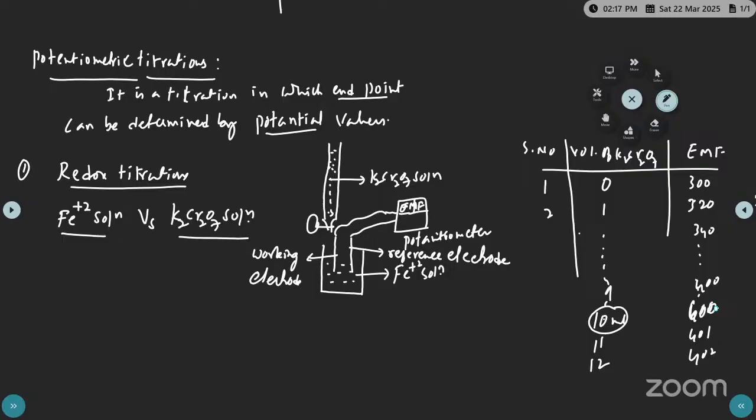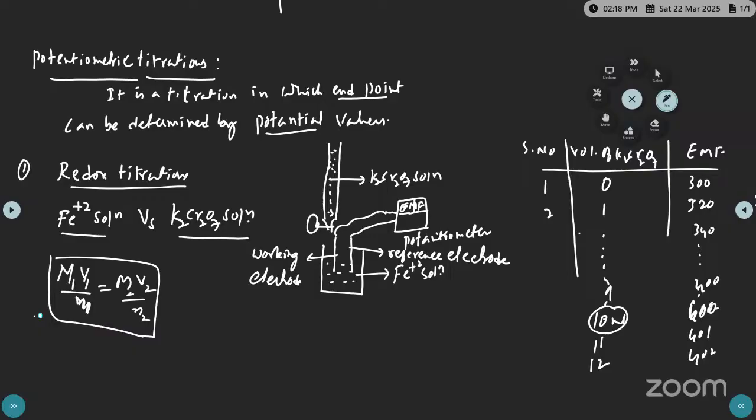Substitute that value in M1V1 = M2V2, or M1V1/N1 = M2V2/N2. Substituting in this formula, we get the concentration of the unknown solution. Here we take N1 and N2. What are N1 and N2? N1 is the number of moles of the Fe+2 solution, and N2 is the number of moles of the potassium dichromate solution.